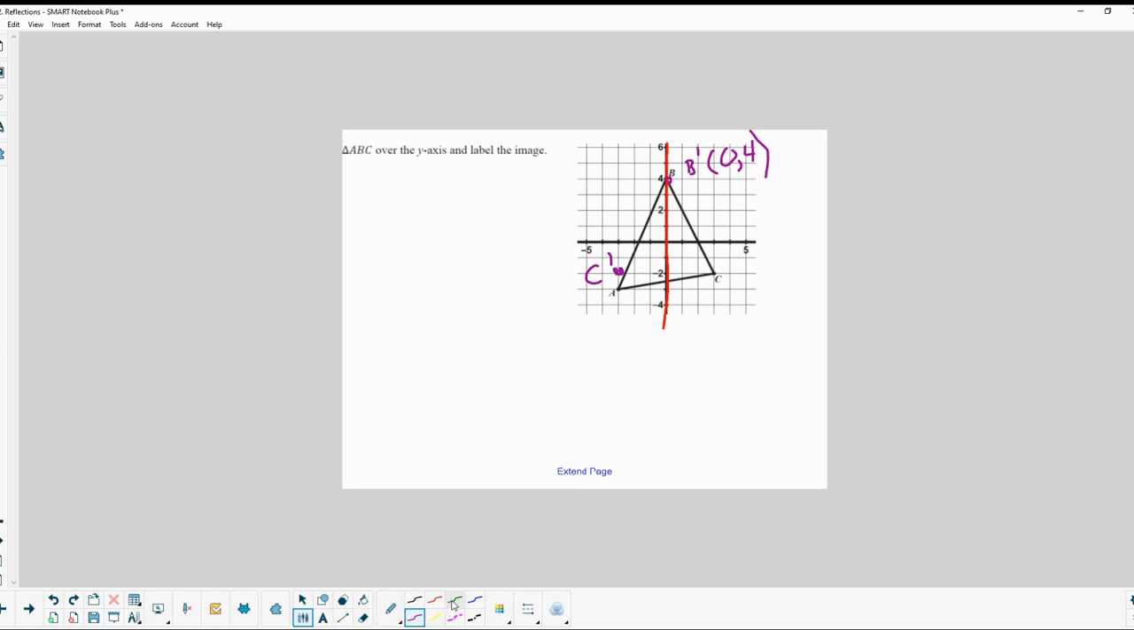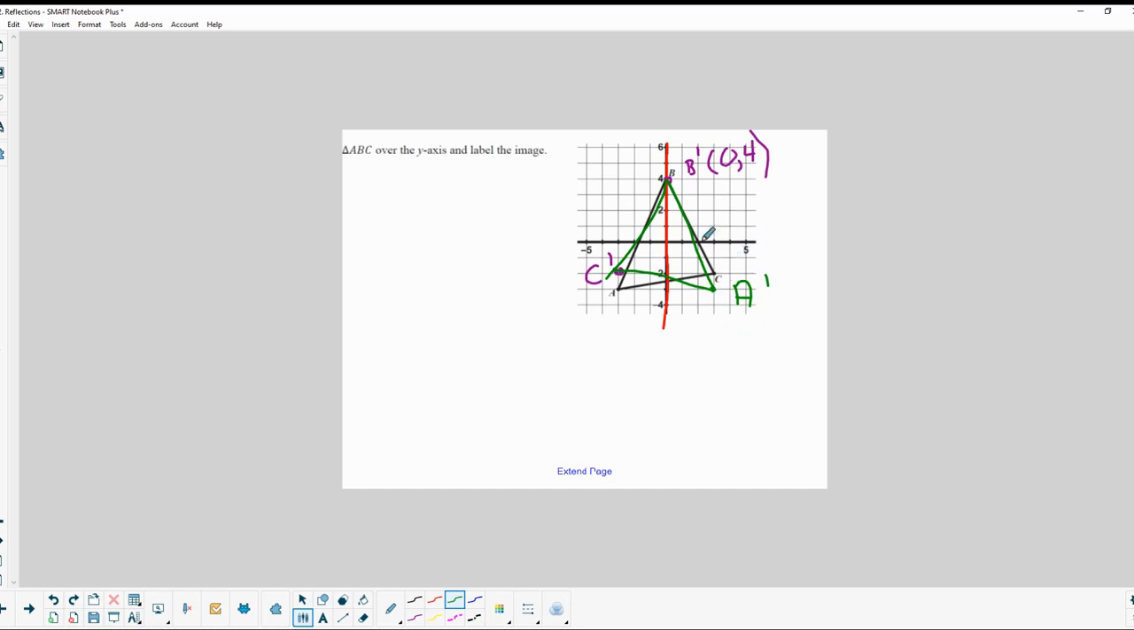Well, what about A? A is to the left of the y-axis, and it's going to be reflected 1, 2, 3 to the right of the y-axis. And so that would be A prime right there. So all we have to do is draw those images, and now we can redraw the triangle. Helps if you have a ruler. And then write the coordinates of the points.